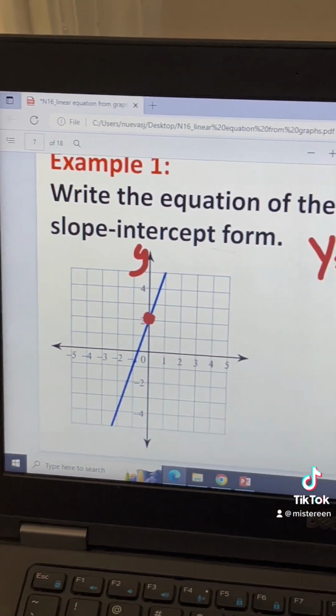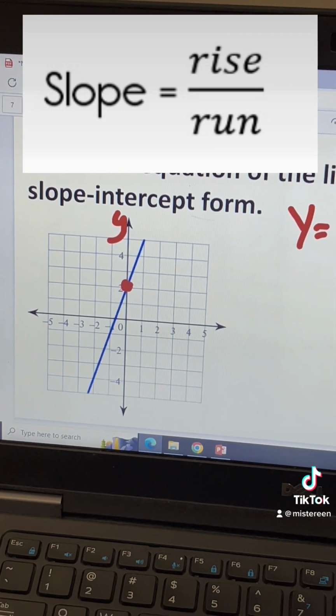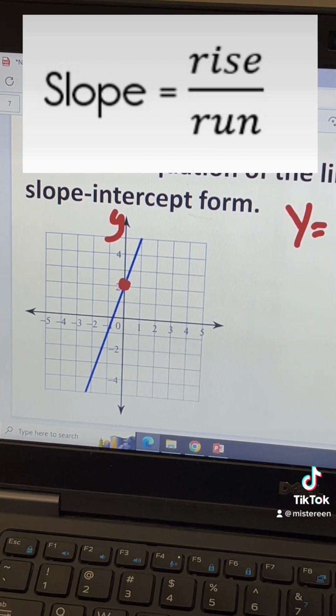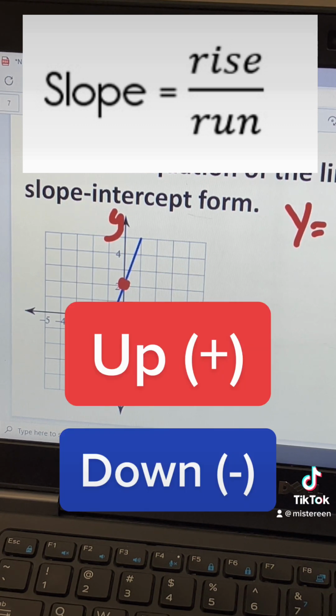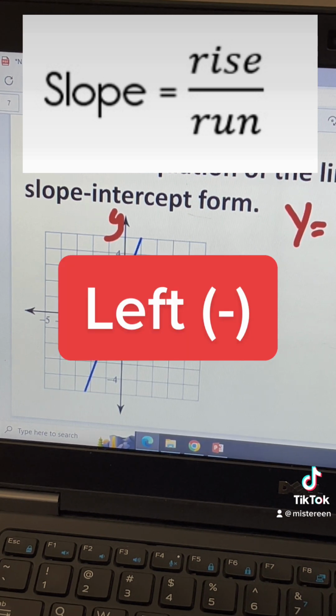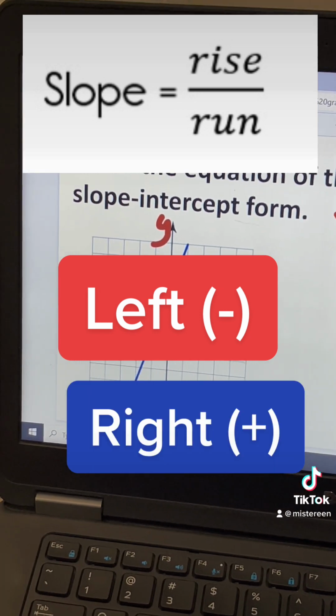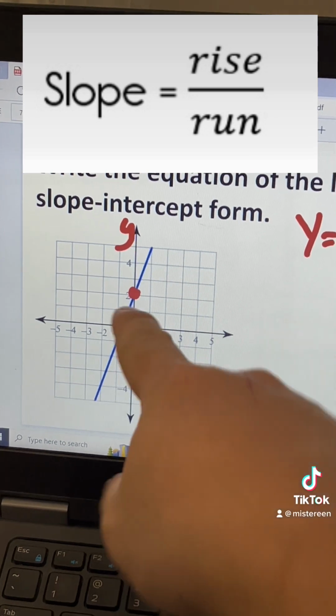Well, there's just a formula, which is m is equal to rise over run. As you can see, on top of the fraction is the rise. Rise means you either go up, which is positive, or go down, which is negative. And that's the number at the top. And then divide it by the run. Run means left, which is a negative, and right, which is a positive number. So we apply that formula to find the slope from this graph.